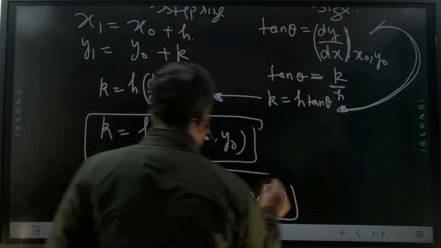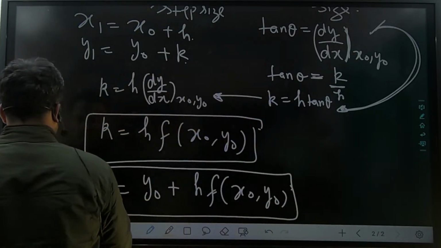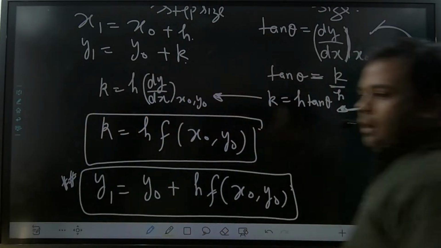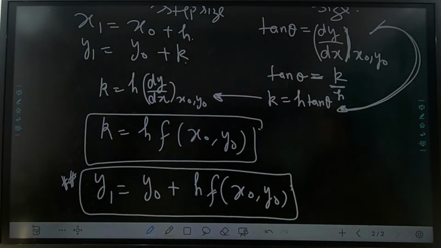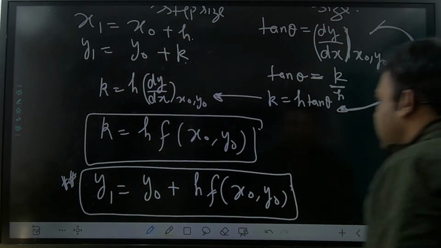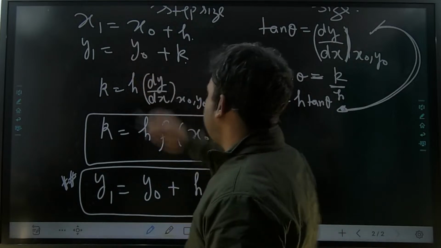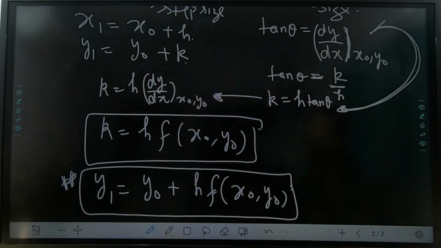So this is very, very important. You give me the value of y naught and the step size, and I should know x naught and y naught, so I can calculate the function value at x naught and y naught. I can evaluate y1.